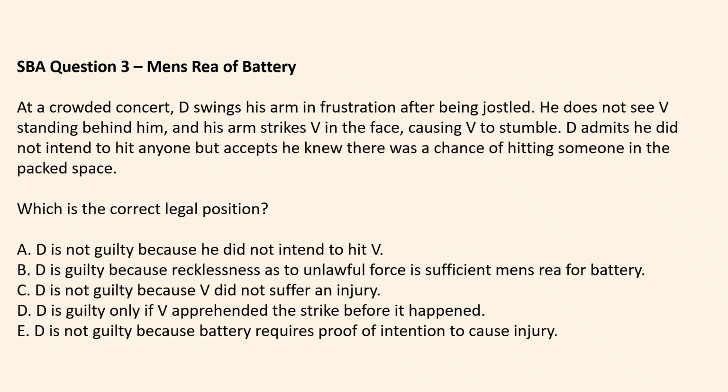And then there's one final single best answer question. At a crowded concert, D swings his arms in frustration after being jostled. He does not see the victim standing behind him and his arms strike the victim in the face, causing the victim to stumble. D admits he did not intend to hit anyone but accepts he knew there was a chance of hitting someone in the packed space. So which is the correct legal position?